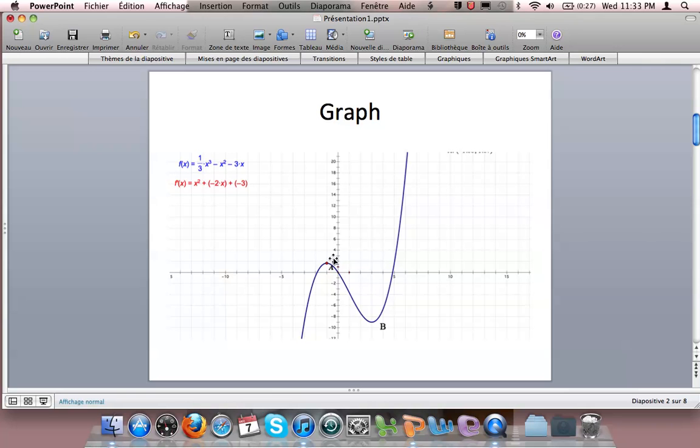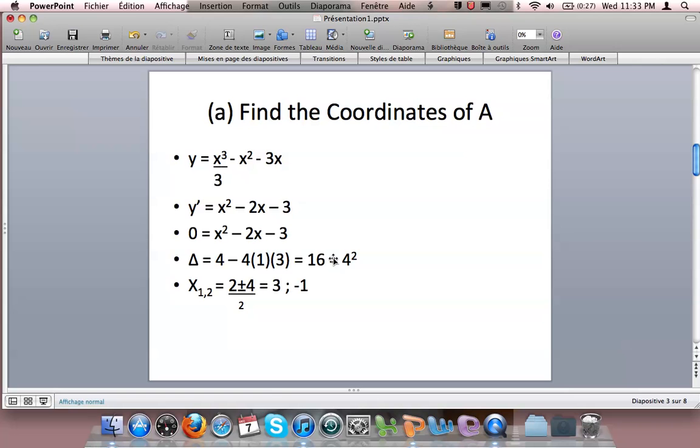To look for A, it's a maximum. So we have the equation, we find the derivative, and to find its maximum and minimum, like a stationary point, we need to put it equal to 0. So I found this, and then I solve the equation, and I found that x1 and x2 are equal to 3 and minus 1. So we already know that 3 is B, and minus 1 is A.